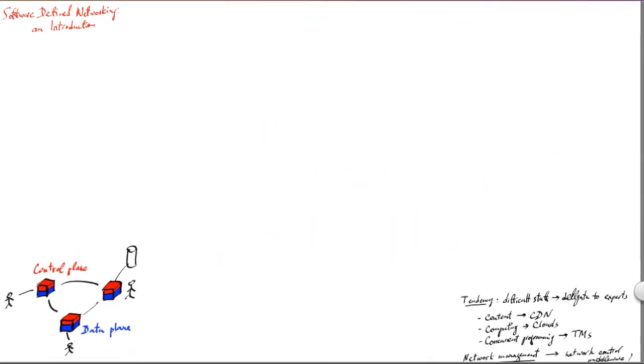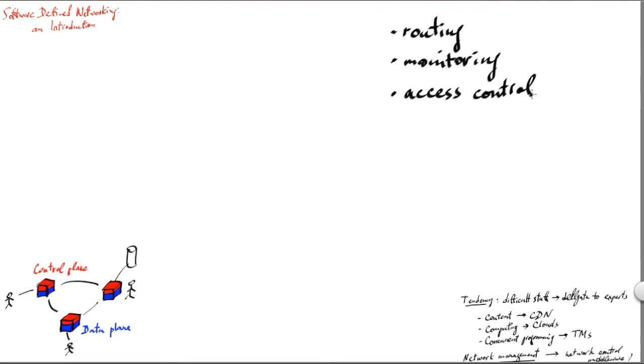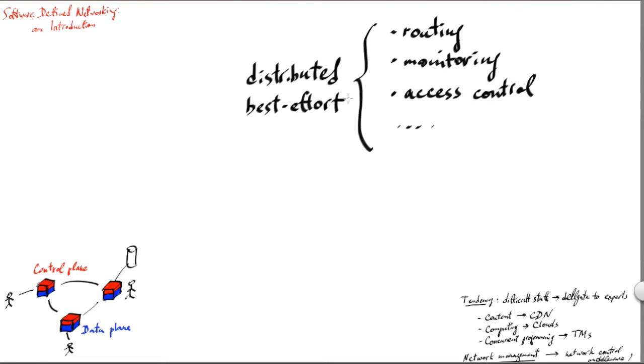So nowadays, network management features such as routing, building paths between users and data, and between users and users, monitoring, collecting statistics about the network state, network behavior, failures, access control, making sure that certain data doesn't reach certain destinations, etc. All these features are currently implemented in a distributed way. So these are distributed algorithms that run on top of the data plane on the same hardware, and they are inherently best effort. They don't provide any guarantees whatsoever, except that if the network is stable and no failures occur, the protocols perform the tasks they are supposed to.